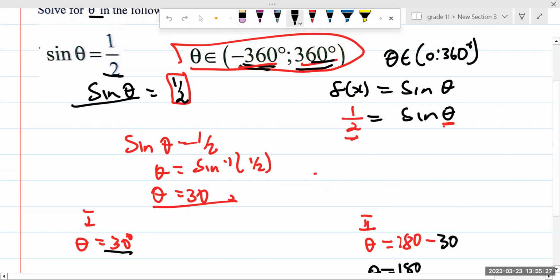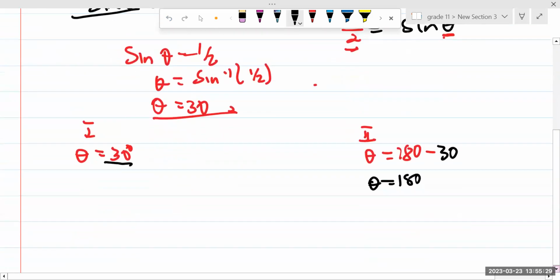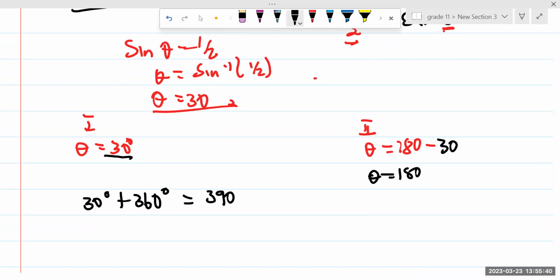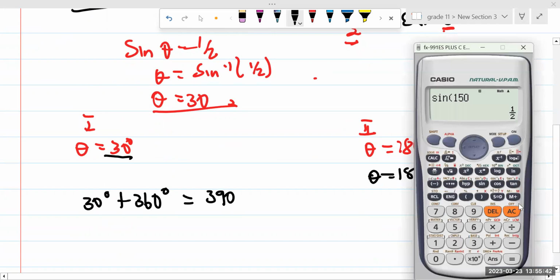So look at the following. What do we mean by it? Let's just check it. If I say 30 plus 360, what am I going to get? 390. Let's go and check if this is true. If I say the sine of 390, based on what I just said here, it should give us 1 over 2. Is it true? Does it give us 1 over 2?